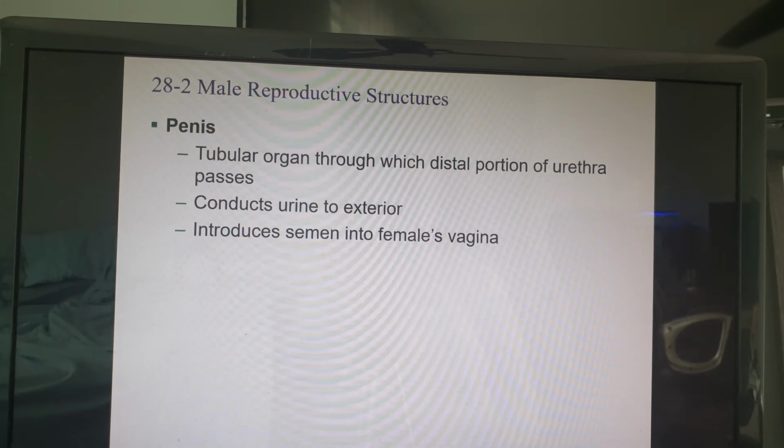Okay, so we've gone through all of the tube section, and now we are in the spongy urethra, and we enter the external genitalia, the penis. It's a tubular organ, and the spongy urethra will go all the way through from one side of the penis to the other, and it conducts both urine and ejaculate to the exterior of the male's body.